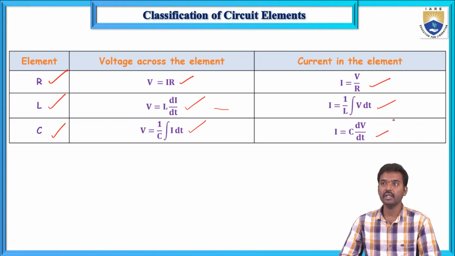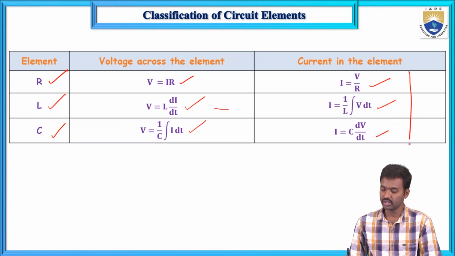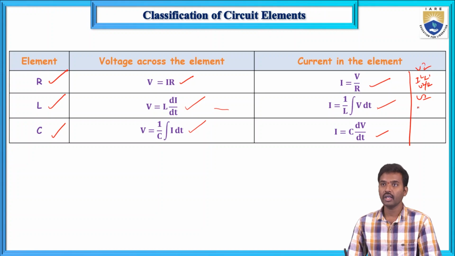So now you can write the power equations and energy equations. Power equations means here I square R and V square by R, and next V into I. Same thing here, V into I, and next thing L i di by dt, and CV dV by dt. This is the formula.